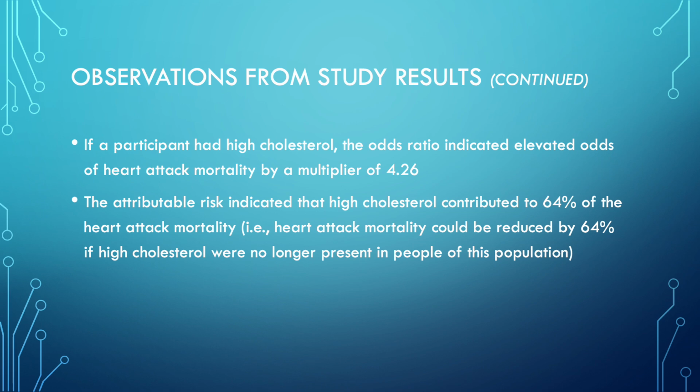The attributable risk indicated that high cholesterol contributed to 64% of the heart attack mortality. So we could reduce heart attack mortality by 64% if high cholesterol was no longer present in the people of this population. So if those people didn't have high cholesterol, their attributable risk of dying from a heart attack would decrease by 64%.